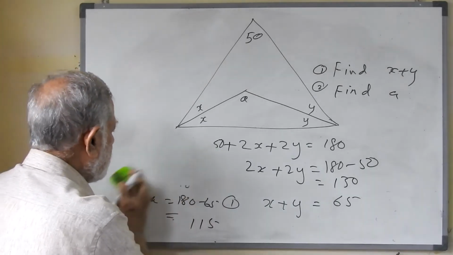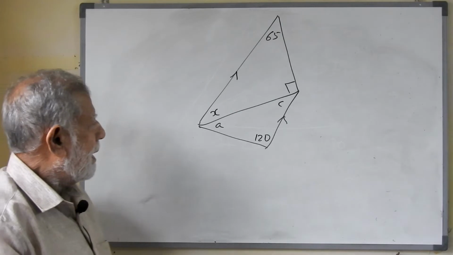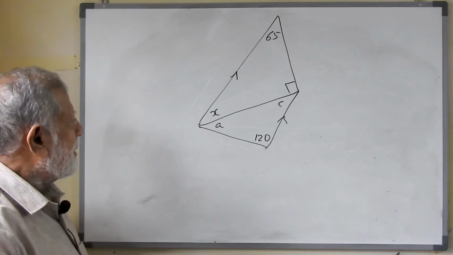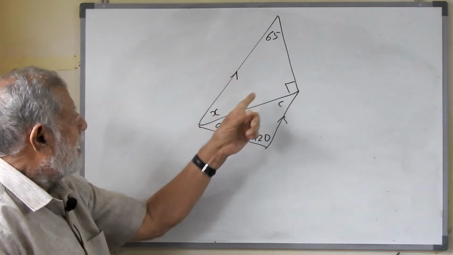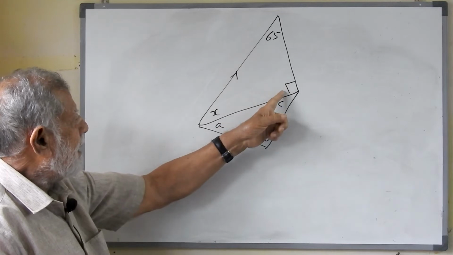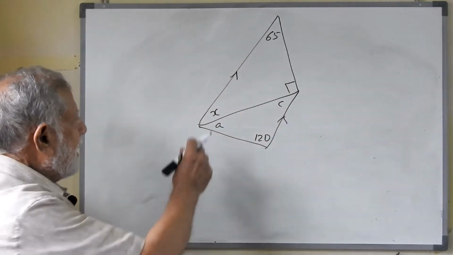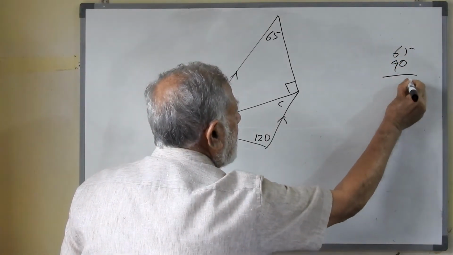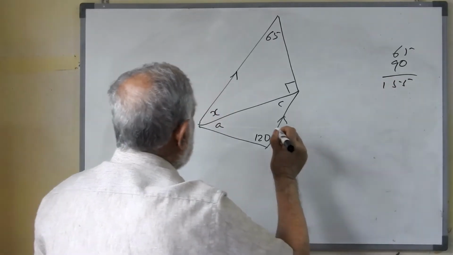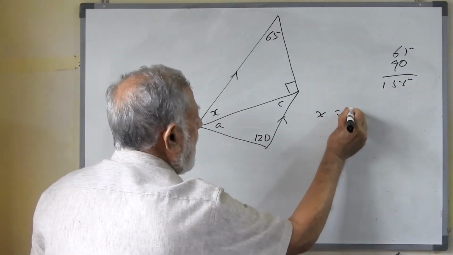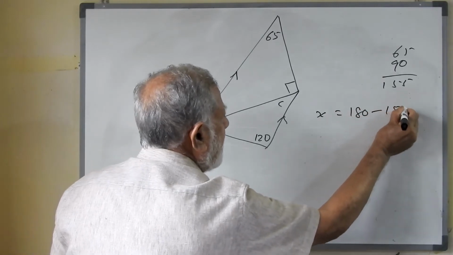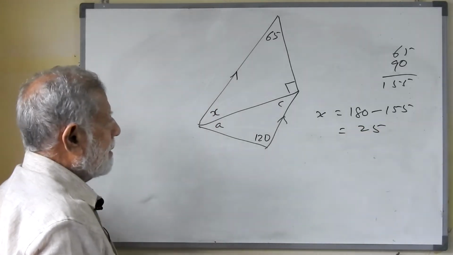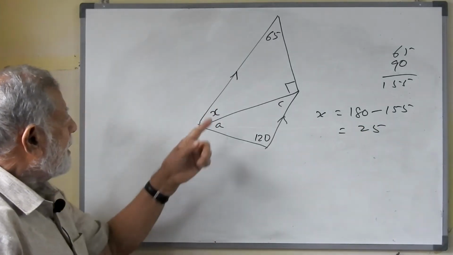We'll take another example. Now we have to find A, we have to find C, we have to find x. Let's go methodically. Look at this triangle. In this triangle, we have this angle as 65, this is the right angle, 90 degrees. So to find x, 65 plus 90 equals 155. So x is equal to 180 minus 155. That is equal to 25 degrees. So x we have found as 25 degrees.